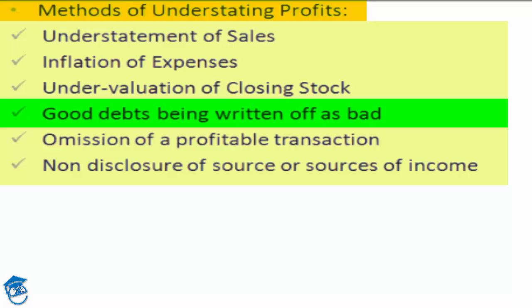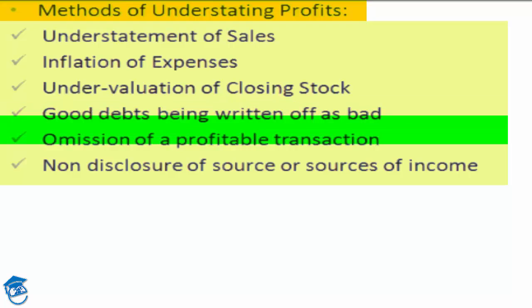So this is something which is again illegitimate, and this is one of the methods of understating the profits, that you are booking more and more of your debts as bad. That's bad debts. So you'll be again reducing your debtors, and by reduction of debtors, definitely it's going to affect your revenue, and if it affects revenue, it's going to result in understatement of profits.